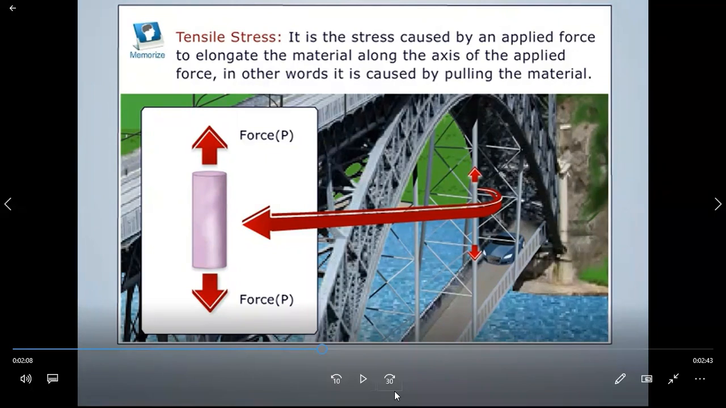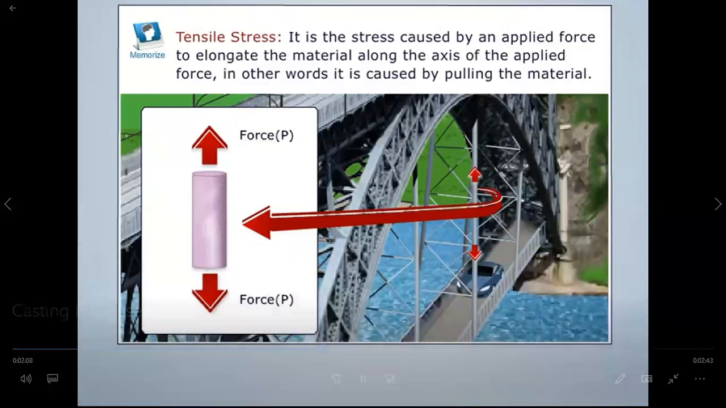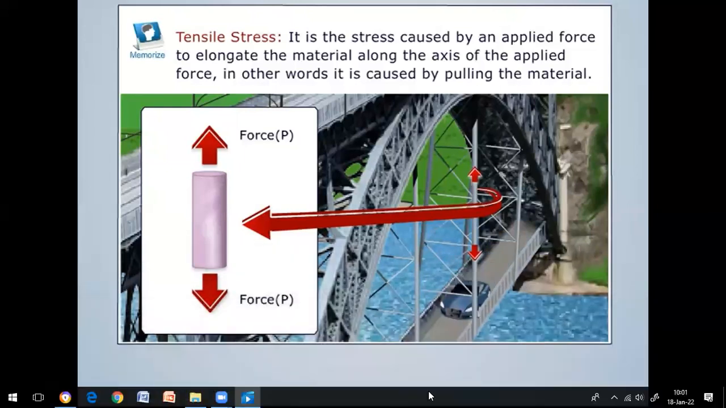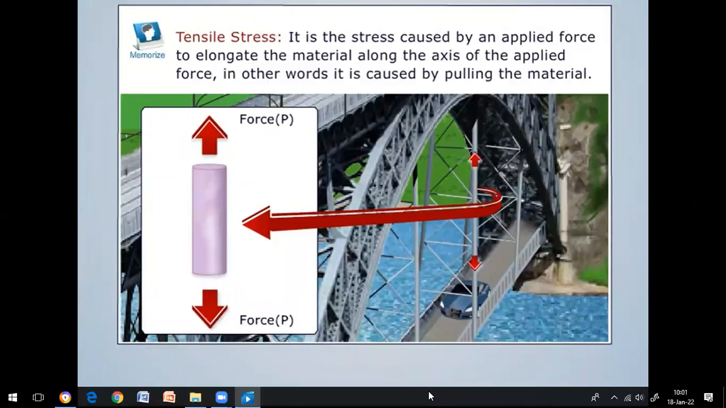Okay, guys. Right. As the car passes over the bridge, horizontal component of the force due to the motion of the vehicle pulls the structure. We call it as tensile force. Due to this, tensile stress is developed in the structure.